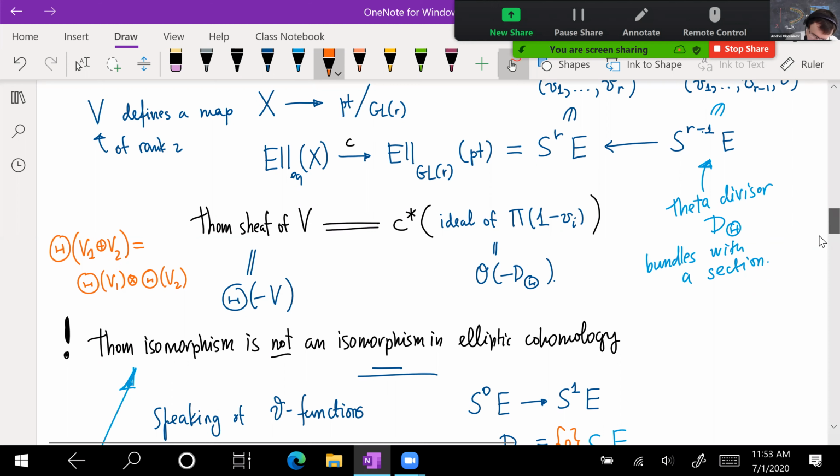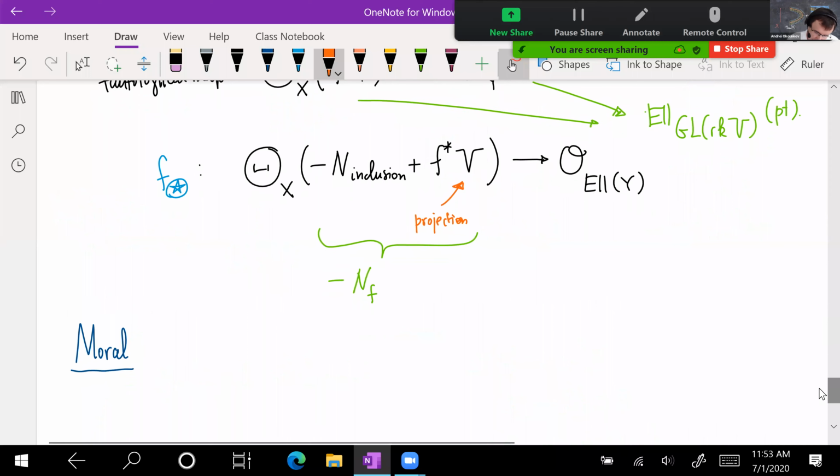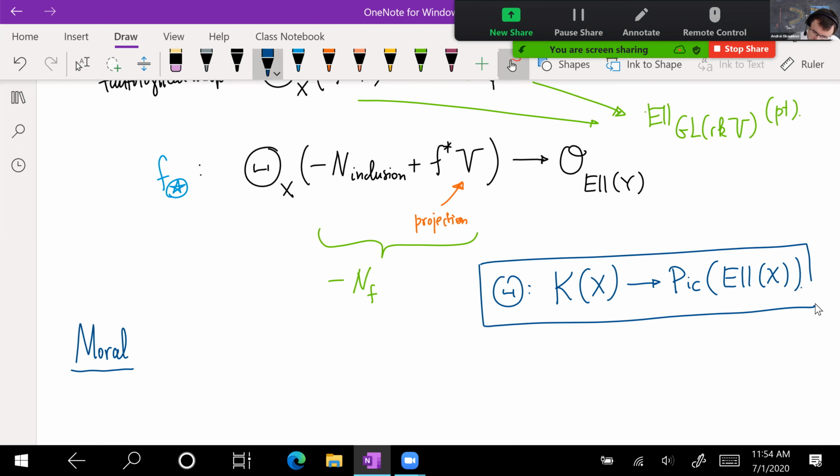So, going back here, theta is really well defined. So we will use this here. We already have used this here. So theta is just really a map from K of X to Pic of Lx. For every bundle, we get the line bundle.